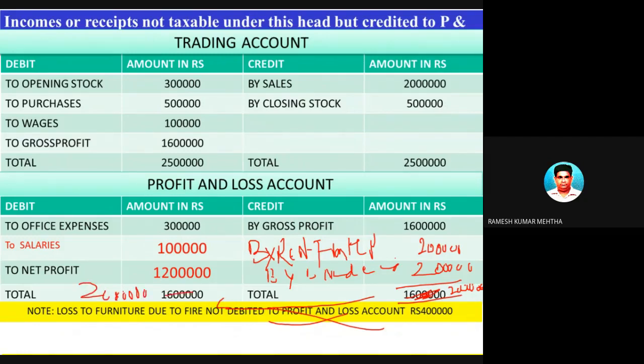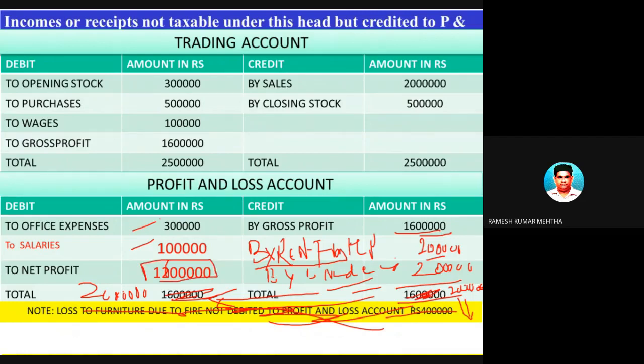And because of this, what has happened? This will become 16 lakh rupees. So this is the real data. What I have done: gross profit is 16 lakh rupees. The income shown on the credit side of the profit and loss account is rent from house property of 2 lakh rupees and dividend income of 2 lakh rupees, and the total is 20 lakh rupees. I'm carrying this 20 lakh rupees to the other side. Office expenditure is 3 lakhs and salary is 1 lakh. So there is a grave mistake which has taken place.